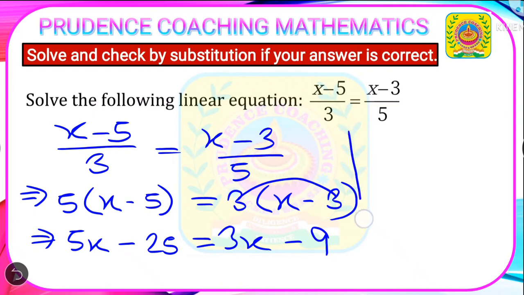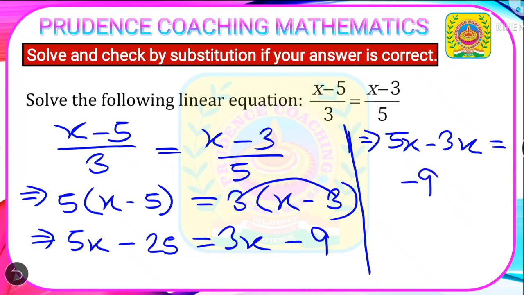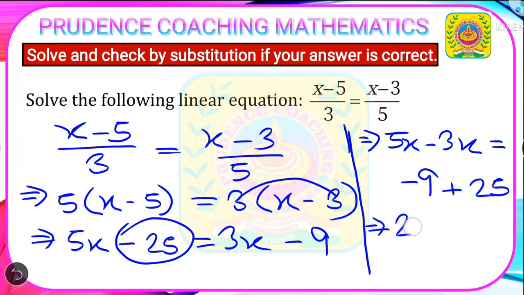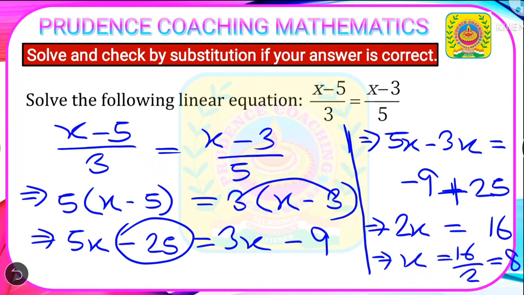Now as I have said, you need to bring all the variables on the left hand side. So as you can see, 5x, we need to bring 3x, equal to, on the right hand side we already have minus 9, we need to take this minus 25, which will become plus 25. So ultimately you will get here 2x equals 25 minus 9 is 16, and the sign of the bigger one is positive, so it will be positive. So the value of x will be 16 by 2, that is equal to 8. So here x is equal to 8.